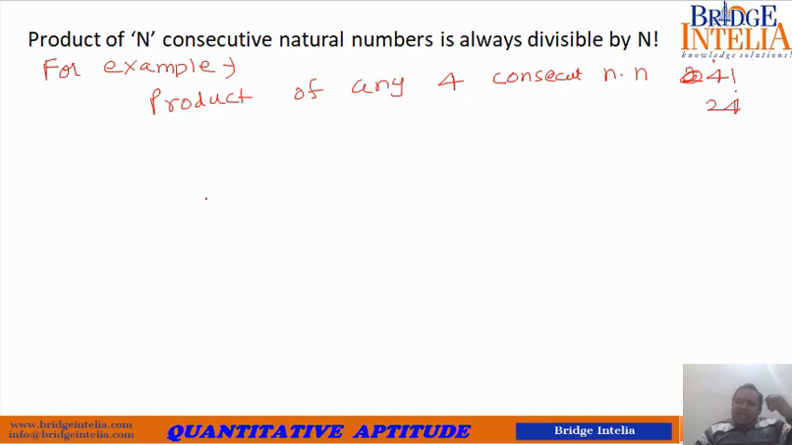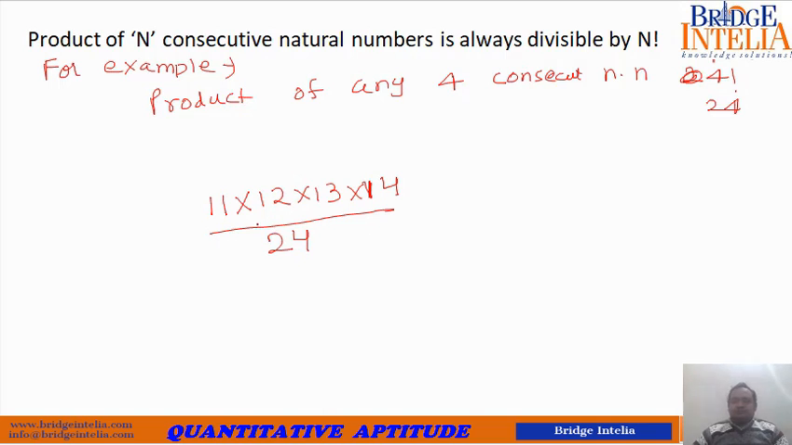Let's see any four consecutive natural numbers. Let's take 11 into 12 into 13 into 14. As per this theorem, this product should be divisible by 4 factorial. 4 factorial means 24. So let's verify. Is this divisible? 12 2s are 24, and 2 7s are, so it completely vanishes. So yes, divisible.